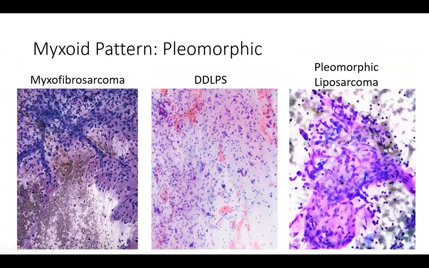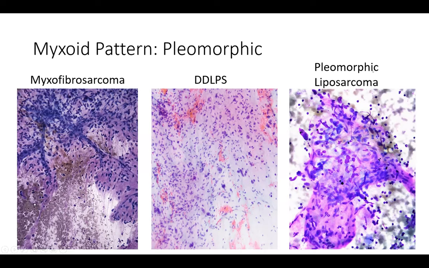The myxoid pattern where there are characteristically pleomorphic tumor cells obviously overlaps with the pleomorphic pattern. Here are three entities that can often show a prominent myxoid stroma. Myxofibrosarcoma is the prototype. Dedifferentiated liposarcoma, as I mentioned earlier, can enter any differential diagnosis. And here's one that has prominent myxoid stroma with pleomorphic cells.